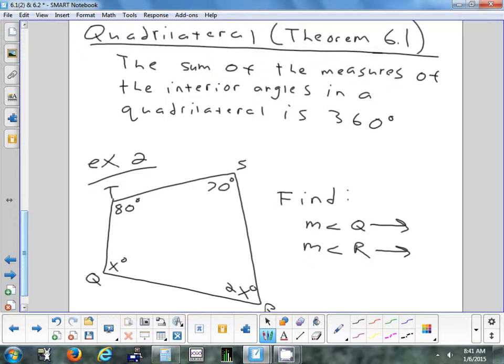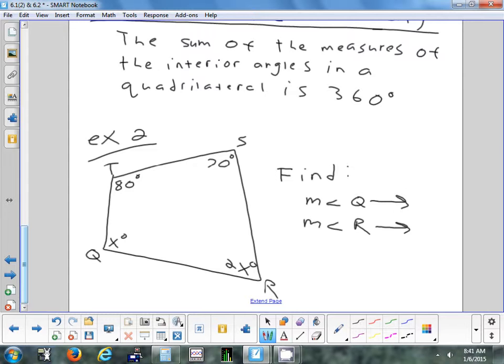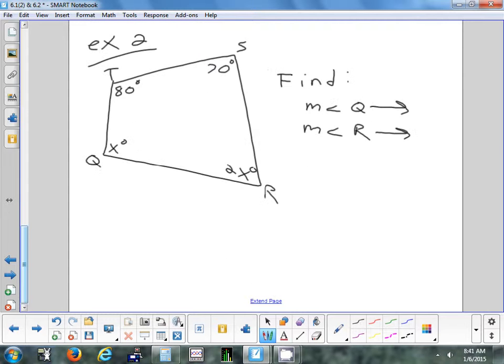Anybody have a thought or a guess or an equation I could set up that would help me solve for x first, and then once we find x, we can find angle Q and R. Yeah, Ian? 50 plus 3x equals 360. Okay. So what he did is he added up all those angles. I'll just do it in 2 steps.